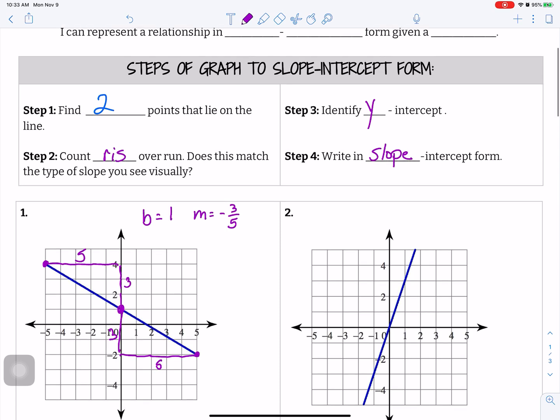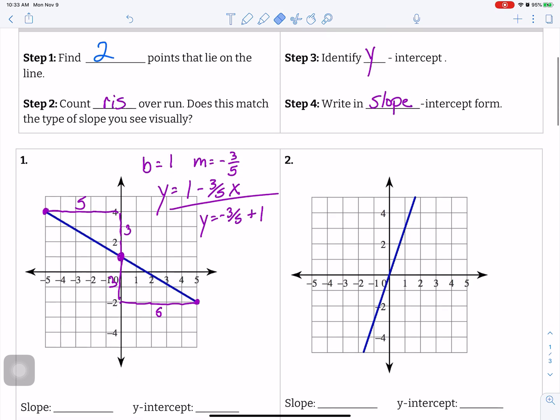To write the whole thing out, I have a couple options. Y equals 1 minus 3/5 x. That slope always gets the x, but we don't write it with a sign. Or y equals negative 3/5 x plus 1. They both mean the same thing. We just have two different options of how we want to write it. Sometimes if it's a story, it makes more sense to write our y-intercept first because it's just easier for us.